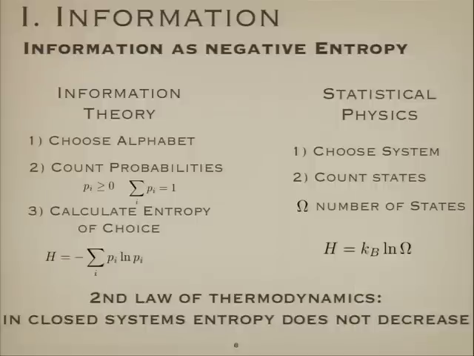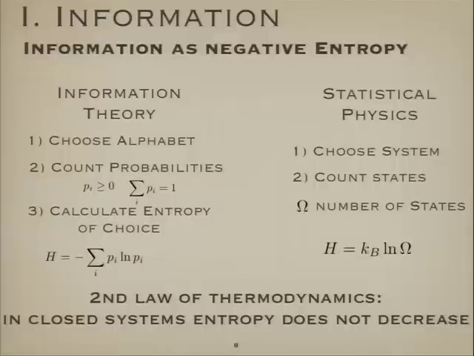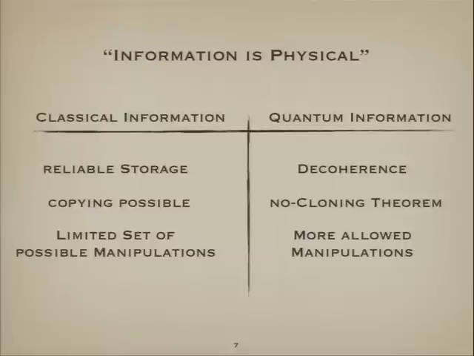And in physics, we have the well-established second law of thermodynamics, and that tells you that in closed systems, entropy does not decrease. So if we translate that argument to information theory, we immediately know that in a closed system, information cannot increase spontaneously. That's very important to know. Next thing I would like to point out is that information is physical.